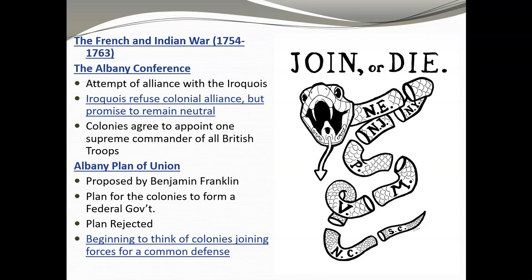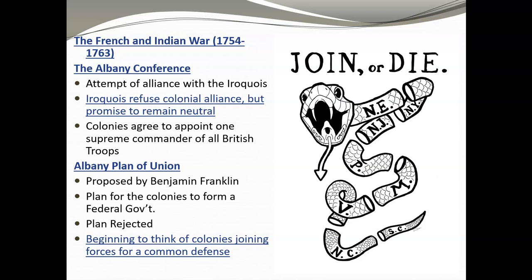However, there's a ton of Native American forces on the other side in Canada and in various parts of North America that have joined and are fighting alongside the French. The colonies do agree to appoint one supreme commander of all the British troops, which ends up being Edward Braddock. And Edward Braddock is George Washington's commander.